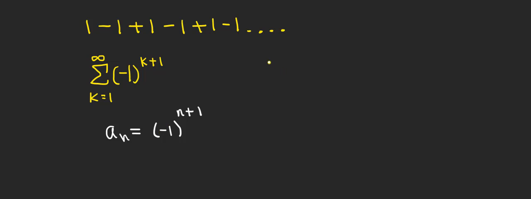So what happens as the limit as n approaches infinity of a of n, which is quantity negative 1 to the n plus 1? As n goes to infinity, notice this alternates between negative 1 and 1. So we know that it does not go to 0. Therefore, by the n-term test, we can conclude that this series diverges.